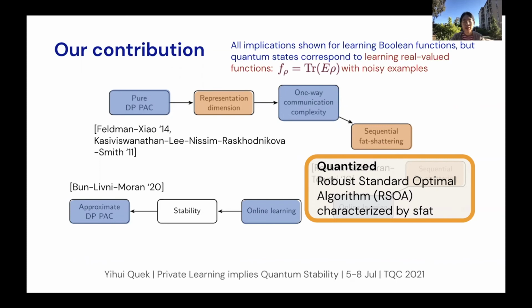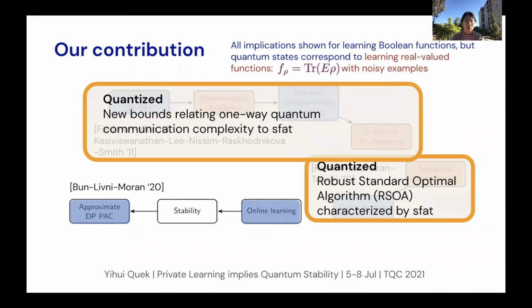So we already saw just now how we managed to devise this robust standard optimal algorithm, which characterizes the complexity of online learning quantum states by the sequential fat shattering dimension of the class of quantum states. We also quantized the relation between pure differentially private PAC learning quantum states and sequential fat shattering dimension of the set of quantum states. And in the process of doing so, we also came up with new bounds relating one-way quantum communication complexity to the sequential fat shattering dimension.